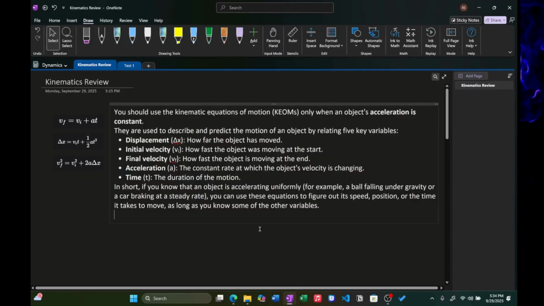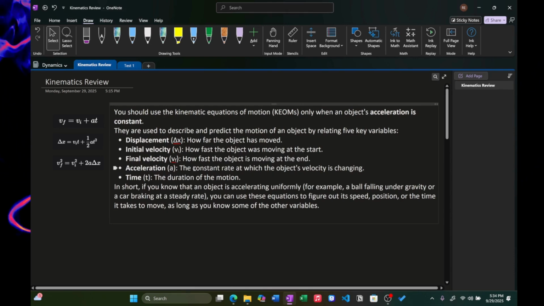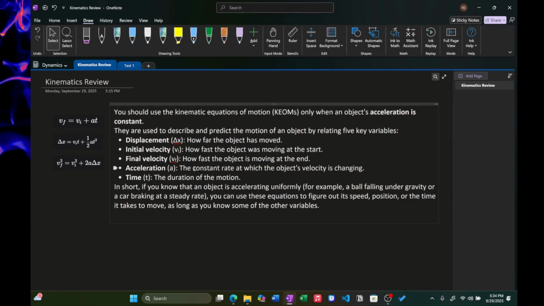So what are the kinematics equations of motion? You should know that the kinematics equations of motion are only used when an object's acceleration is constant, and they are used to describe and predict the motion of an object by relating five key variables: the displacement, the initial velocity, the final velocity, acceleration, and time.